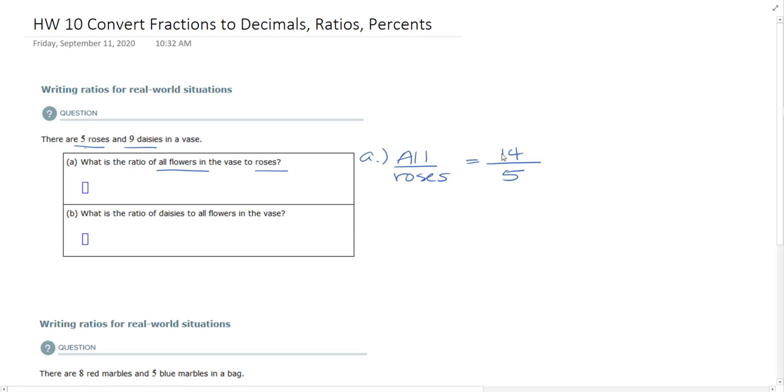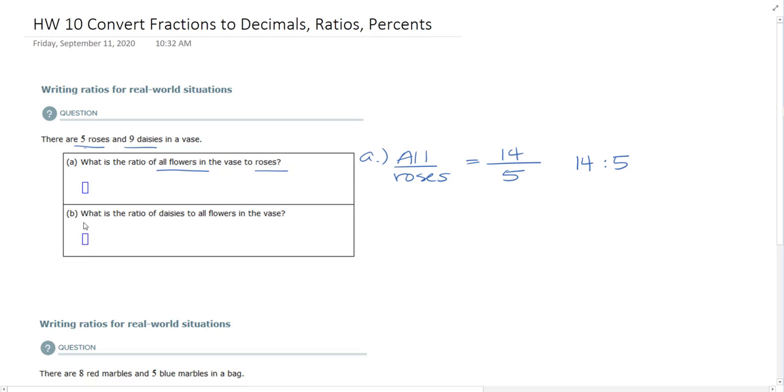And you don't want to write that as a mixed number. Ratios are always either written as a fraction, maybe improper, that's fine, but never a mixed number. So either a fraction or with this colon, or even the word to: 14 to 5.